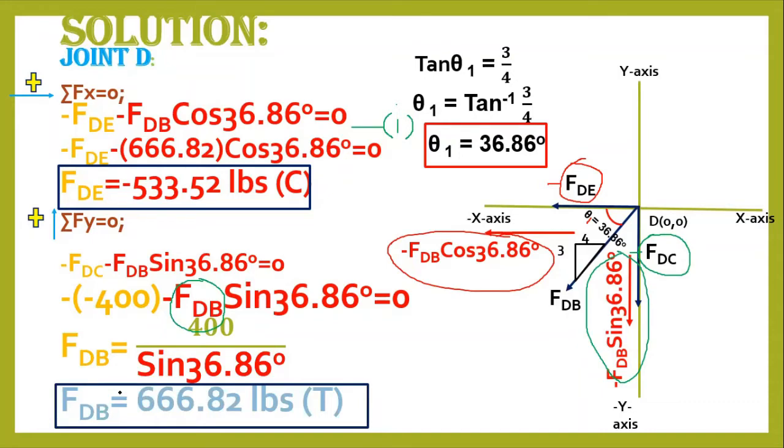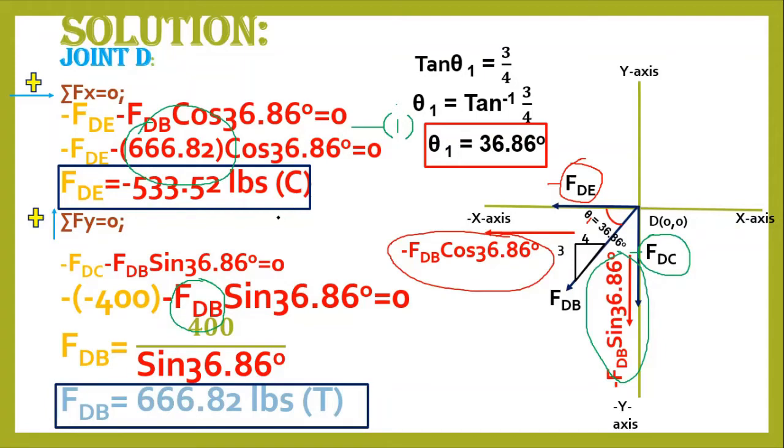When you get a negative value, it must be compressive, so the force nature will be compressive. I put this value, 666.82, for FBD here. You can see I put it here, and when I calculate, I get the value of FDE equal to minus 533.52 pounds. So it is compressive in nature.